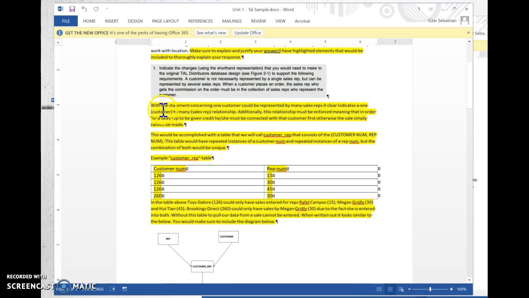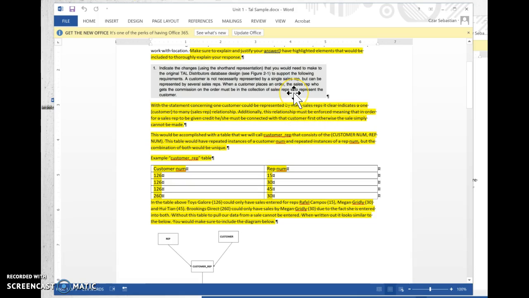So the very first thing I said, with the statement concerning one customer being represented by many sales reps, is that it clearly indicates a one customer to many sales rep relationship. Additionally, this relationship must be enforced, meaning that in order for a sales rep to be given credit, he or she must be connected with a customer first, otherwise that sale simply cannot be made.